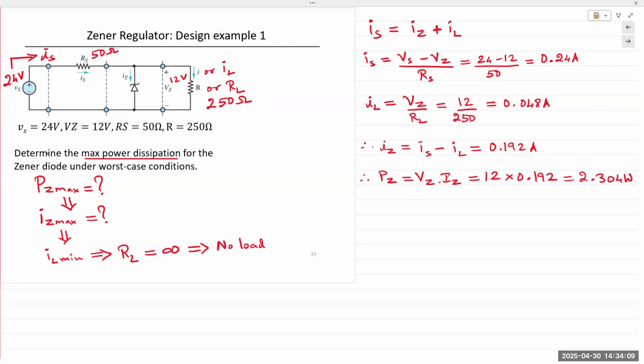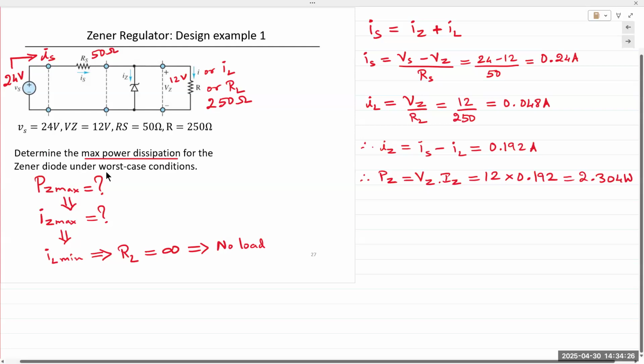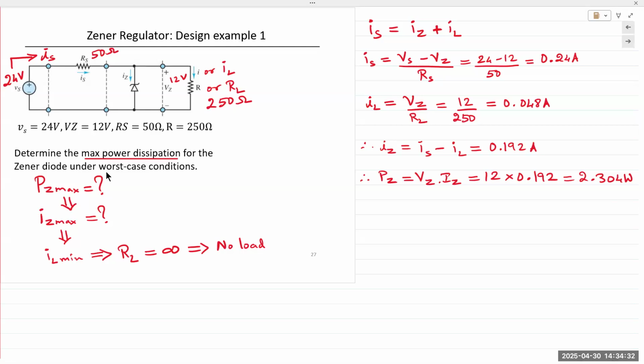We'll just take load equals infinity, meaning IL is 0, and then IZ is equal to IS. Knees are getting tired. Old age. Okay, worst case conditions.